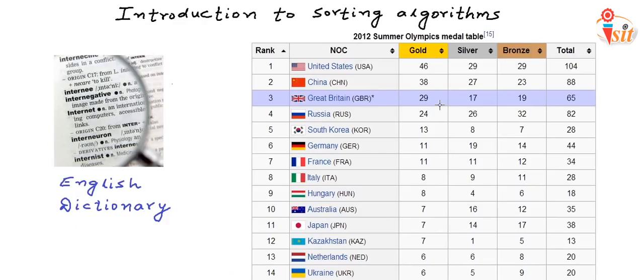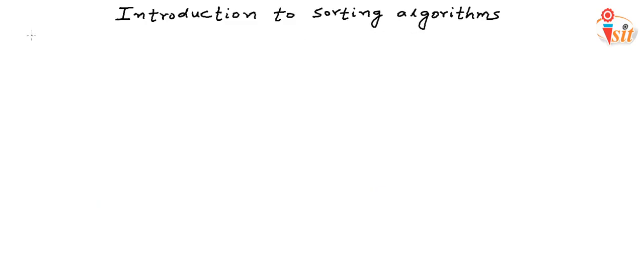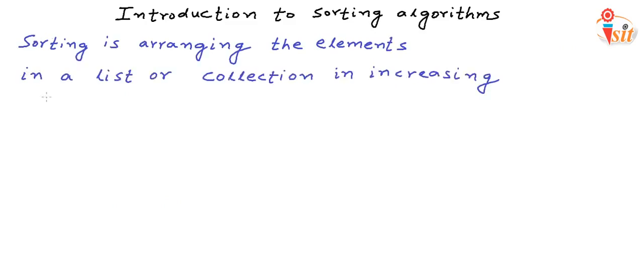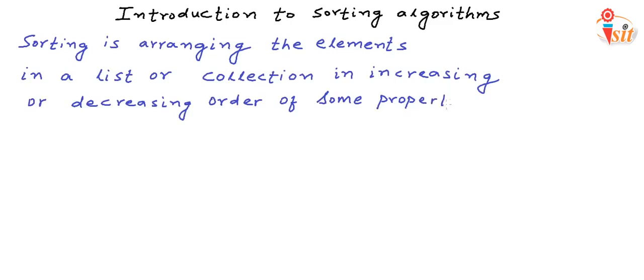If we want to define sorting formally, then sorting is arranging the elements in a list or collection in increasing or decreasing order of some property. The list should be homogeneous, that is, all the elements in the list should be of same type. To study sorting algorithms, most of the time we use a list of integers, and typically we sort the list of integers in increasing order of value.